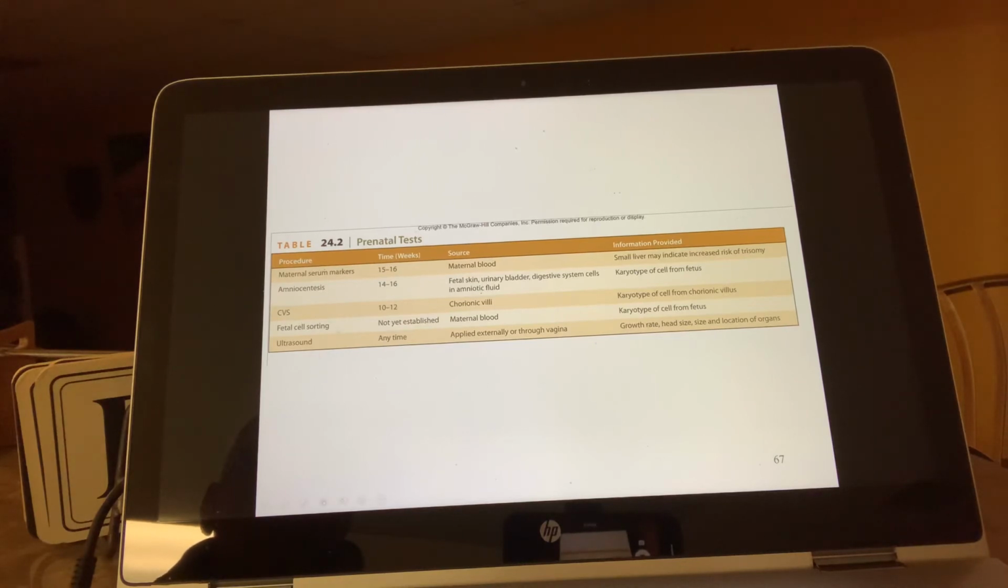Again, fetal cell sorting, it says not yet established, but generally by 15 weeks, and some people say by 12 weeks, you can do this by looking at maternal blood. Amniocentesis, generally you have to have enough amniotic fluid, between 14 and 16 weeks. All of these allow you to do karyotypes. All of these allow for testing for abnormalities, diseases such as Tay-Sachs disease that are genetically inherited, and so forth.